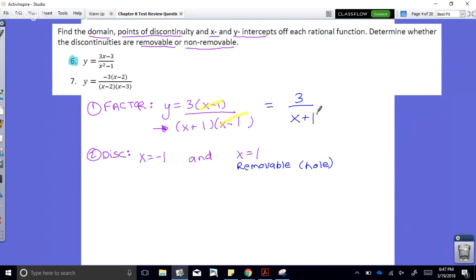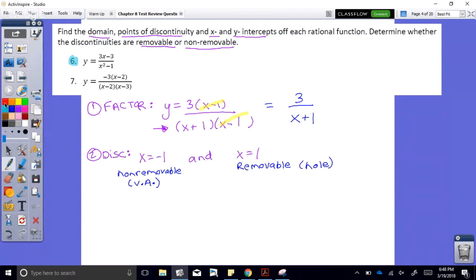Here the x plus 1 does not cancel, so the x minus 1 is non-removable, again, because it always goes with the opposite. A non-removable discontinuity would create a vertical asymptote if we were to graph it. Okay, so the last couple things here, the x and y-intercepts.